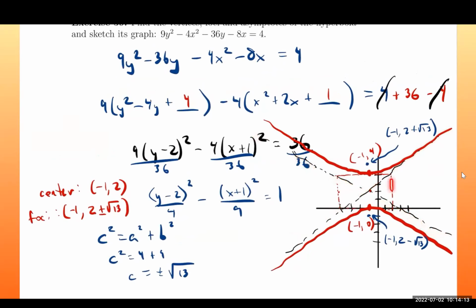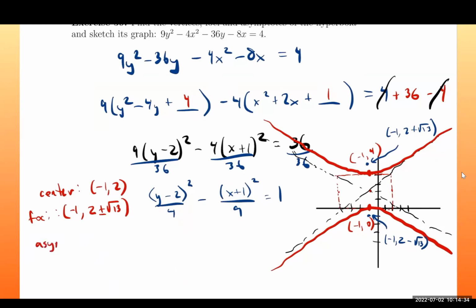And the last thing we need is the equations of the asymptotes. So the way you find the slope is it's just the rise over the run. Well, the rise is up 2 and the run is 3. It's just the square root of these numbers. So here's your rise, square root of 4. Here's your run, square root of 9, which is 3.